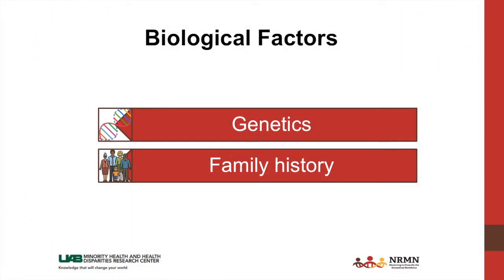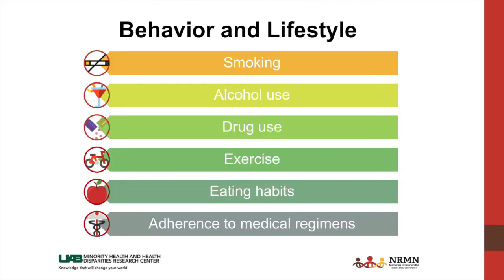So as we mentioned, there are some biological factors that can impact health disparities like genetics and family history, but as we mentioned, only 20% of the impact of health disparities are due to biological factors. But the majority of the impact is due to behavior and lifestyle, such as smoking, alcohol use, drug use, exercise, our eating habits, and also compliance with medical regimens to control our chronic conditions.